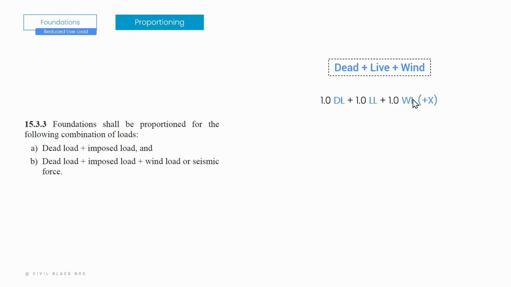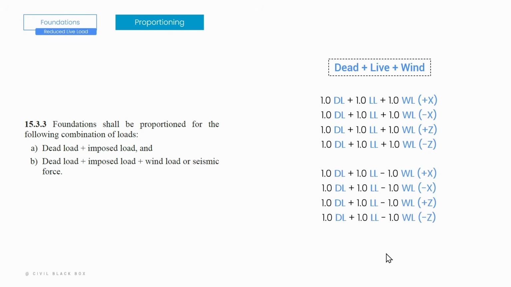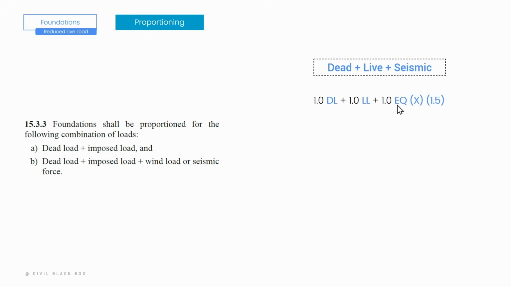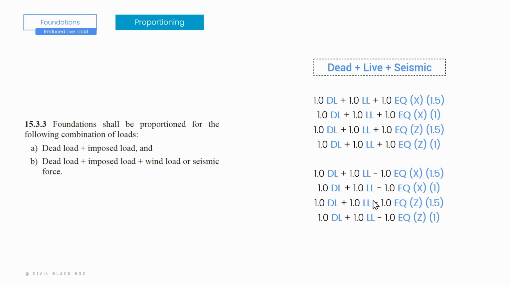Just like before, we have 4 different containers for wind. So we'll get 4 different cases. Again, we'll get 4 additional cases with a negative sign for wind. So we get 8 cases for dead plus live plus wind. The same will go for dead plus live plus seismic. Everything remains the same, just the fact that wind load is now replaced by earthquake. Again, we have 4 containers for earthquake, so we get 4 cases, and then we get 4 additional cases with a negative sign. So we get 8 cases in total.